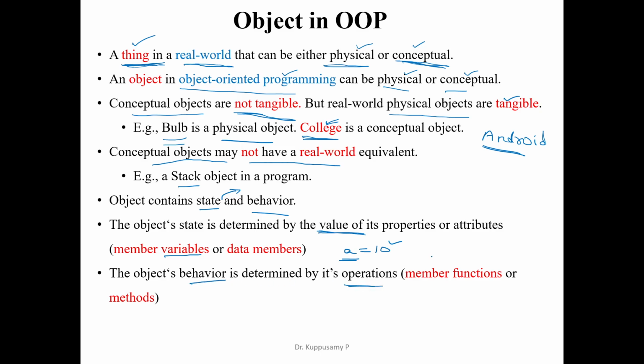For example, a person's behavior is determined by its operations. How we call him active, how we call him inactive, that will be determined by the member functions. Another name is methods. Member functions are methods.